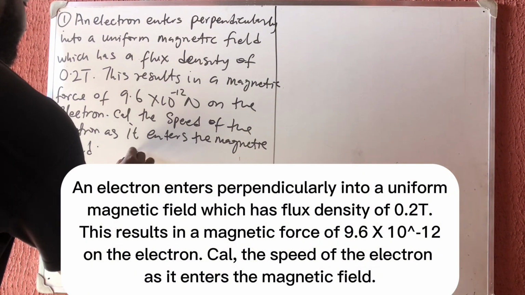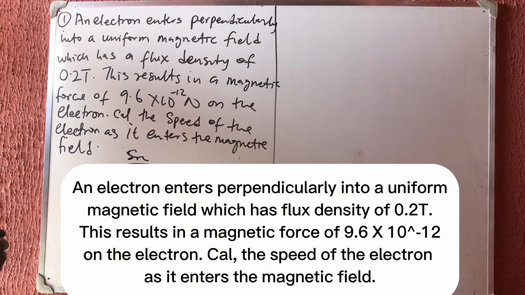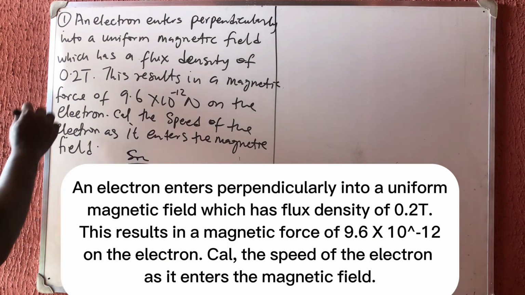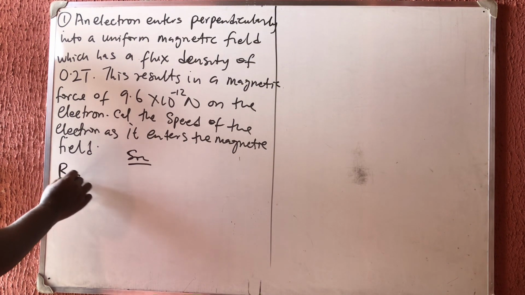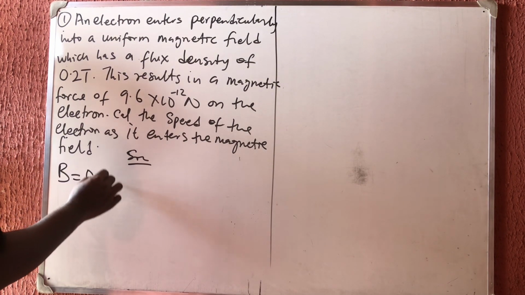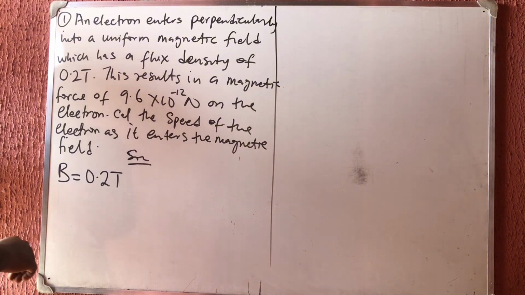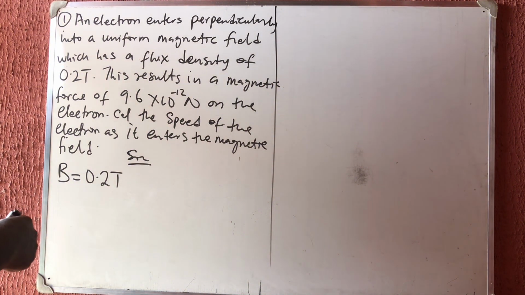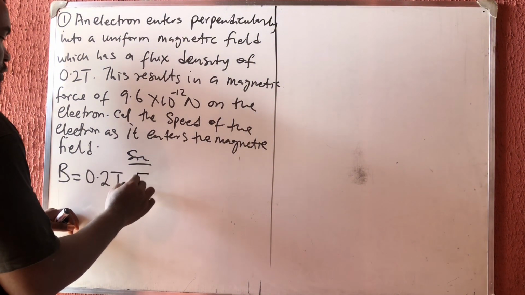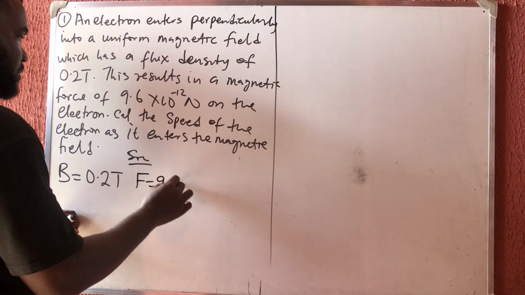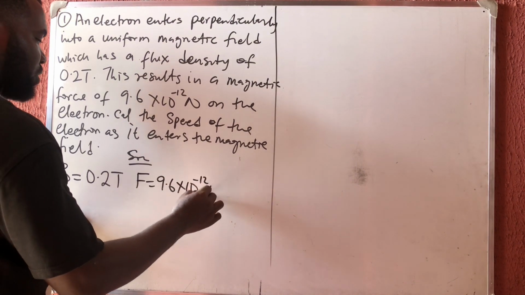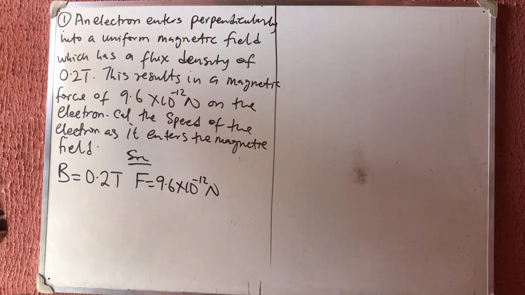Now, solution. First thing we bring out is our parameters. The first thing they gave us is our B. Don't forget that your B is measured in Tesla. That is 0.2 Tesla. Now, the next thing they gave us is force. The force they gave us is 9.6 times 10 raised to power minus 12 Newton.